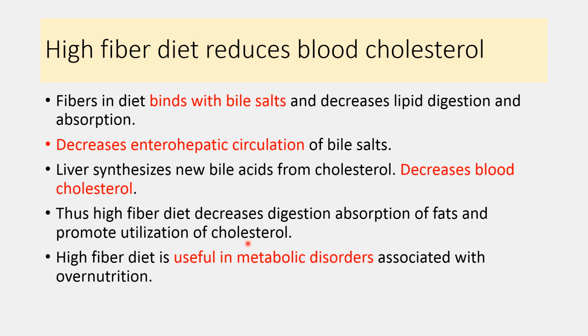So high fiber diet is useful in metabolic disorders associated with overnutrition because it decreases digestion and absorption of lipid, and it also promotes utilization of cholesterol in the blood.